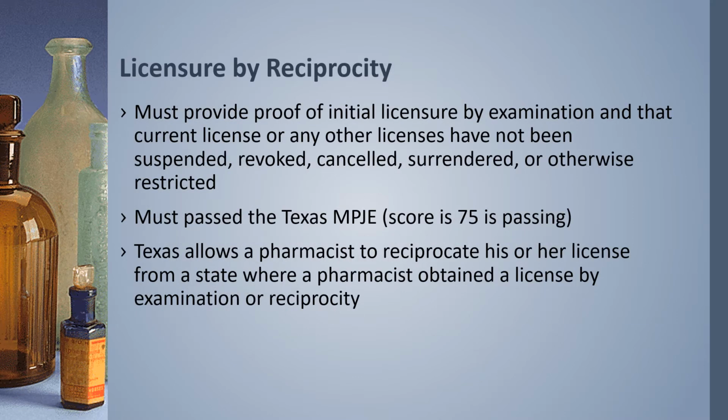To become licensed in Texas by reciprocity, a pharmacist must provide proof of initial licensure by examination and that the current license or any other licenses have not been suspended, revoked, canceled, surrendered, or otherwise restricted. Since Texas is a reciprocity state, all the pharmacist has to do, if they are licensed in another state, is come to Texas and pass the MPJE with a score of 75 or higher. So the good thing about Texas is it does reciprocate.